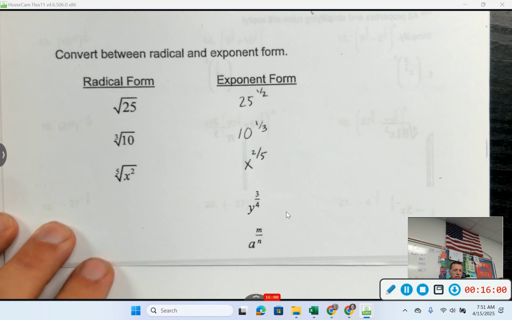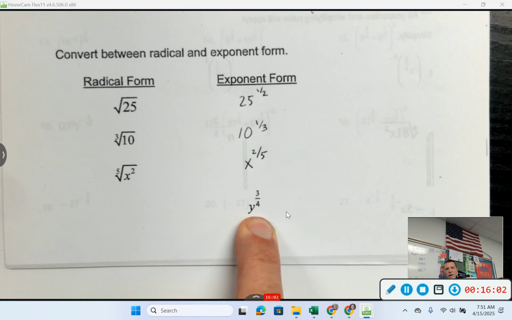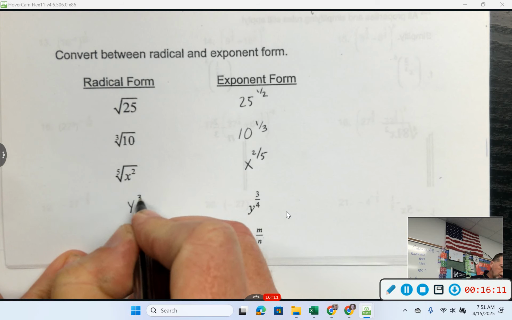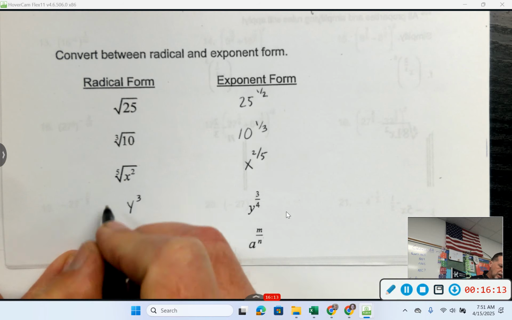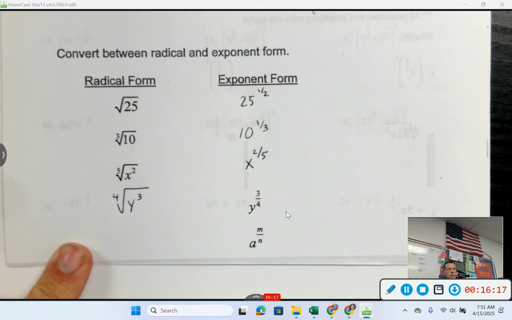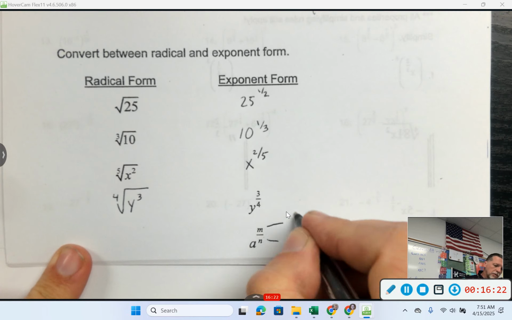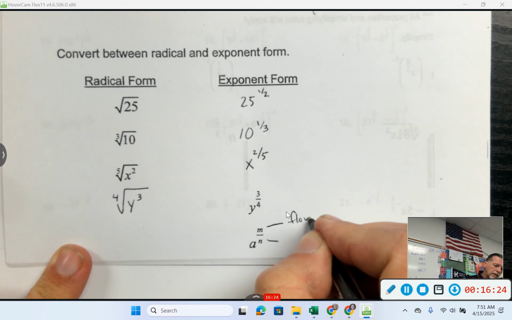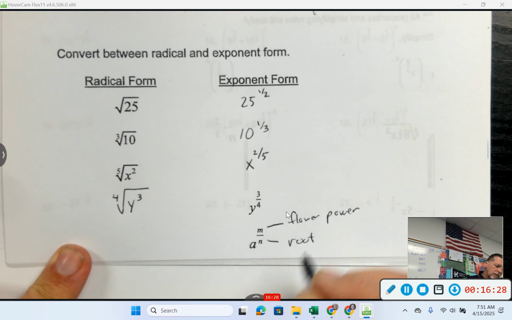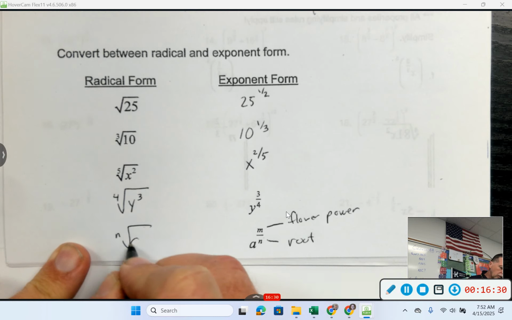Now we got to think backwards a little bit. The answer is y to the 3/4, but same thing, the power grows on top, the root grows underneath. So y cubed is on the inside, and we're taking the 4th root of y cubed. We'll label it one more time. The flower power grows up top, the root grows underneath, so the nth root of a to the m.